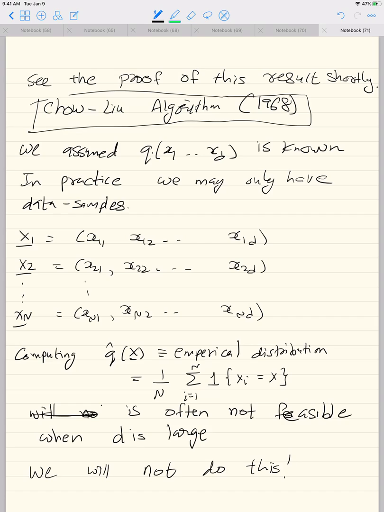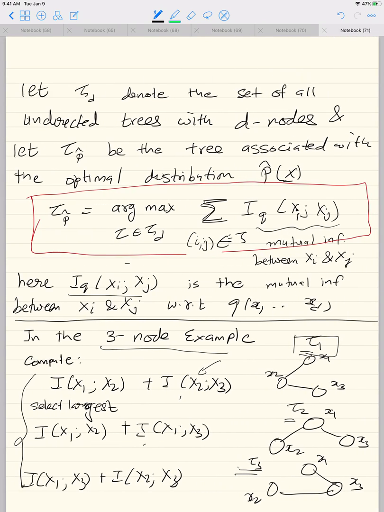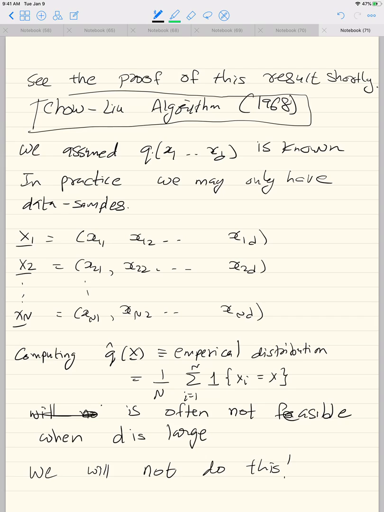So what we will do next is first discuss the practical aspects of this problem. We will explain how to apply this algorithm when we do not know Q, but we only have access to observed samples. So imagine we do not even know Q, but we just have access to n samples, each being a d-dimensional vector of the d features that we have. And using this, we want to find the best possible tree structure and the associated distribution that factorizes on it.